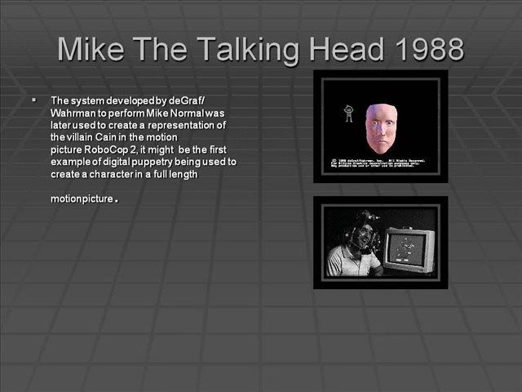The other significant breakthrough in 1988 was Mike Normal, which Brad DeGraff and his partner William Wellman developed to show the real-time capabilities of the new Silicon Graphics workstations. Eventually, the system developed by DeGraff and Wellman to perform Mike Normal was later used to create the representation of the villain Kane in the motion picture RoboCop 2. It may be the first example of digital puppetry being used to create a character in a full-length motion picture.